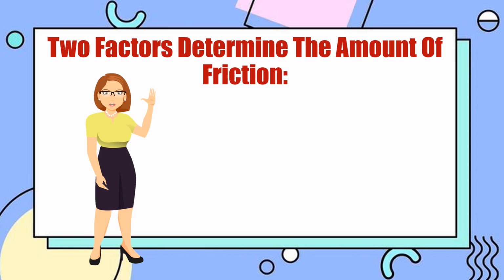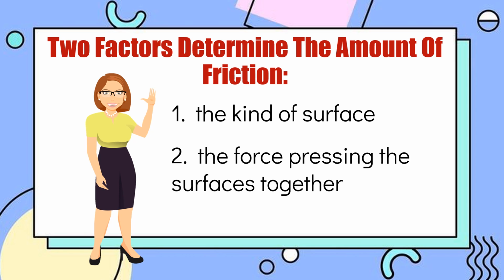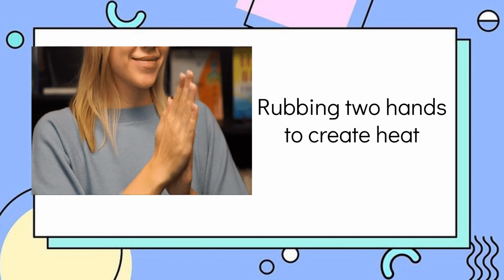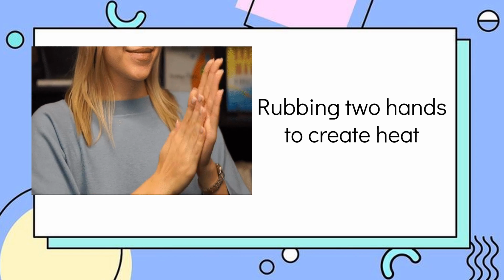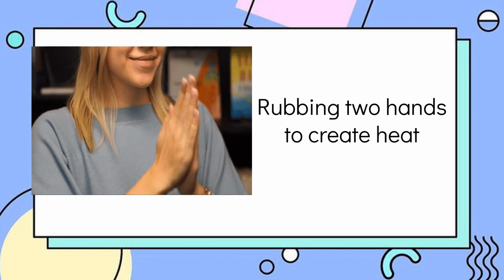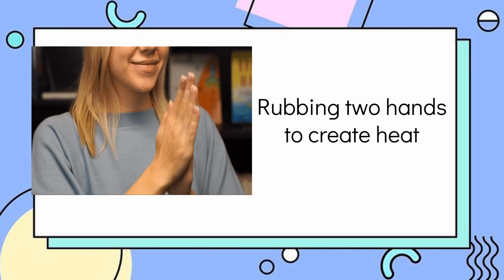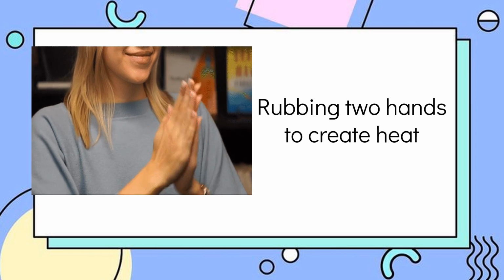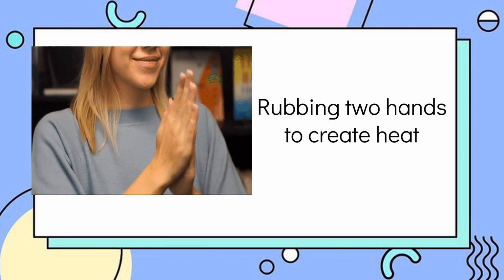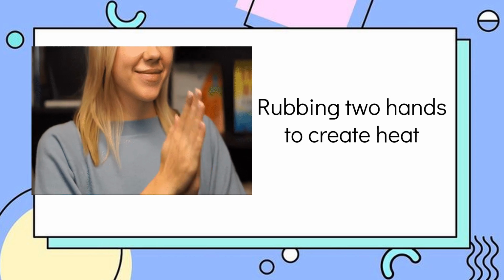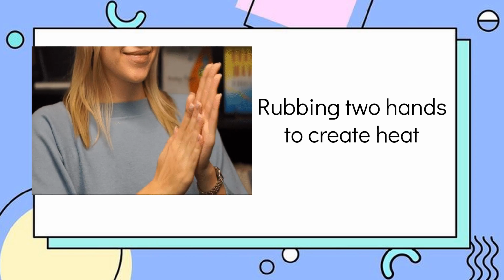There are two factors that determine the amount of friction. This is the kind of surface and the force pressing the surfaces together. You might have noticed that your hands feel warm when you rub them together for a few seconds. Friction is responsible for generating warmth in your hands. When two hands come in contact and are rubbed against each other, there is some amount of resistance which comes into play. However, if you just put your hands together, there will be no resistance, hence, no amount of friction.